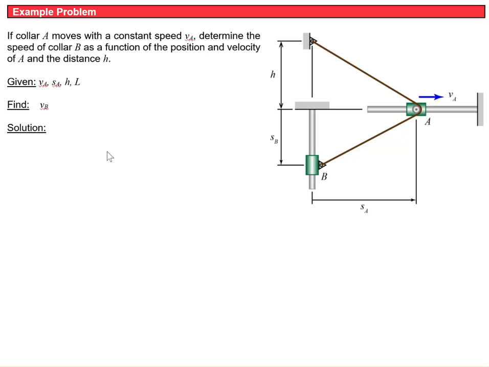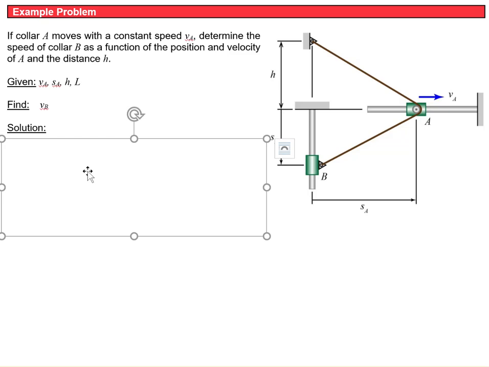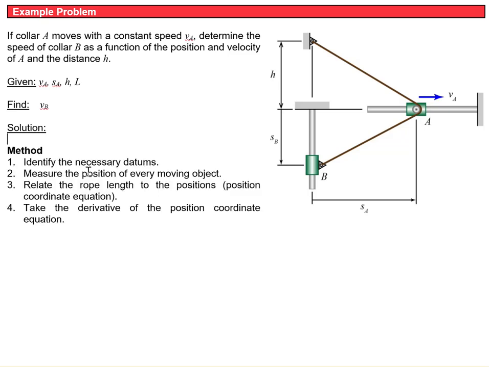All right, so in a dependent motion problem, which this is, we want to identify the necessary datums. And in this problem, since A is moving to the right and B is moving up, there's two distinct directions of motion, so there'll be two datums. So I'm going to use this rod here as my first datum and measure the position of A relative to that. And then this rod here for another datum and measure the position of B relative to that. All right, so those are the only two things that are moving.